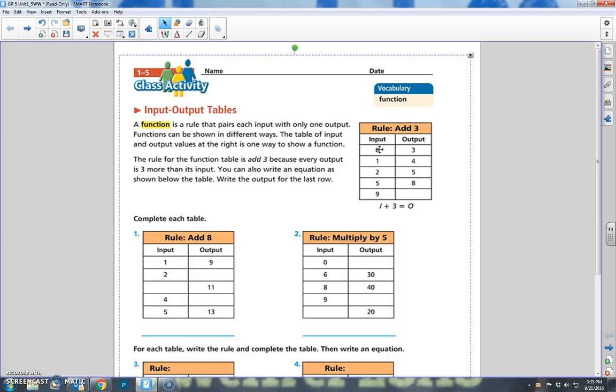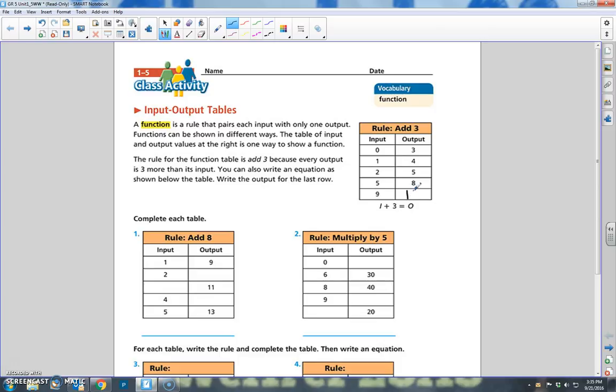So if 0 goes in, what comes out? So you actually have 0 plus 3 equals 3. 1 plus 3 equals 4. 2 plus 3 equals 5. 5 plus 3 equals 8. 9 plus 3 equals 12. Let's go ahead and write that in there. 12. Oh, that's not bad. All right.